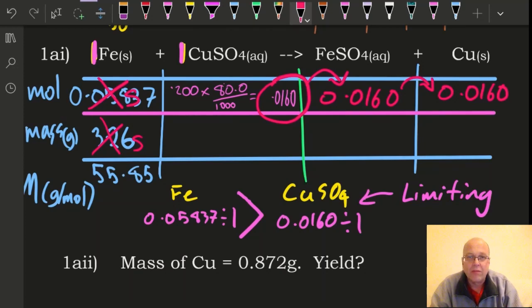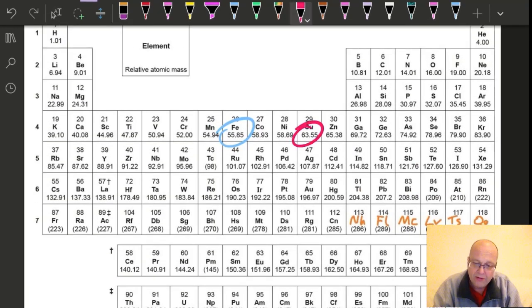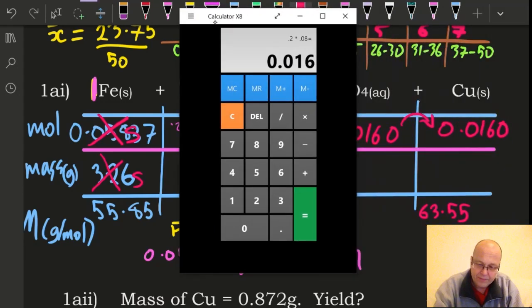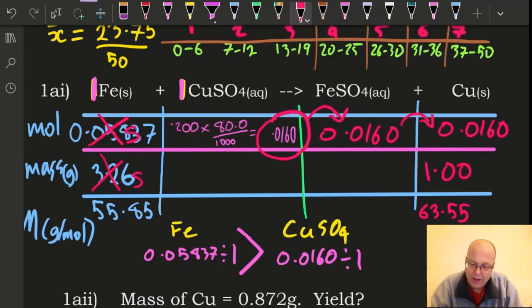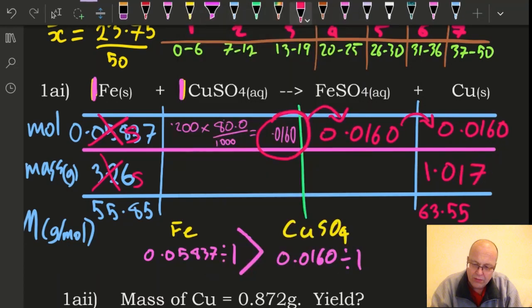So how are we going to work out the mass of copper? Well, mass is moles times molar mass. So what I'll do is I'll look up the molar mass of copper, 63.55 grams per mole. So put that in the box, 63.55. Now just simply work out the mass. Oh, that's nice. So maybe I'll keep that 4th significant figure as well, in case I have to round off. 1.017. All right, so that's about 1 gram of copper that I was expecting.